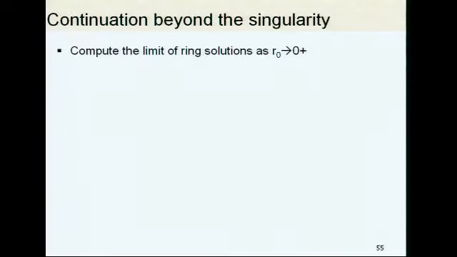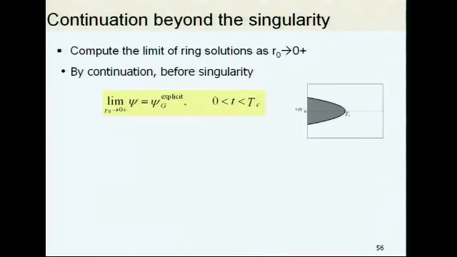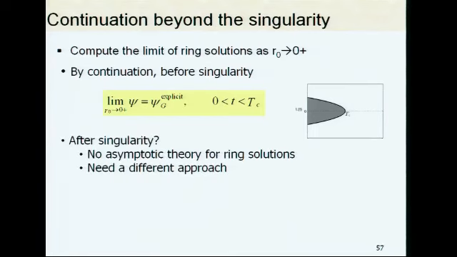And now if you want to do the continuation, let the hole size go to 0. So now the continuation is done by playing with the domain. So before the singularity, again, it's just from a continuity argument, you see that you go to the explicit solution. But what happens after the singularity? How can we compute the solution after the singularity?